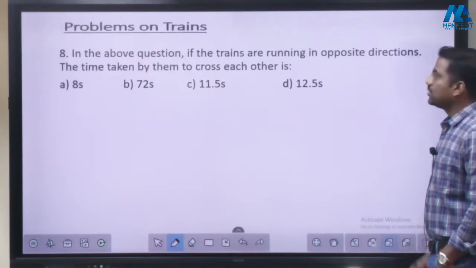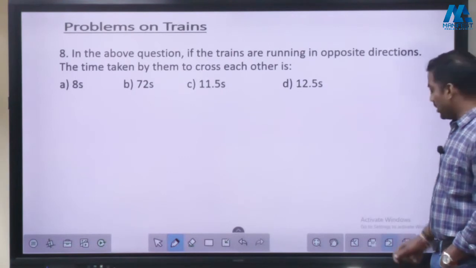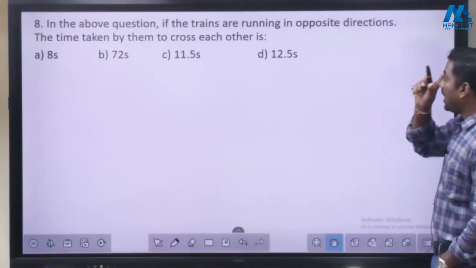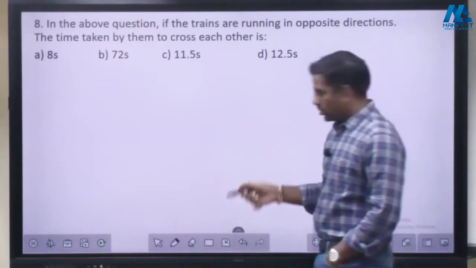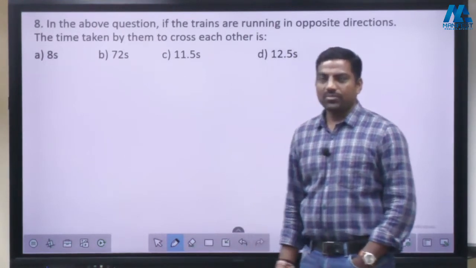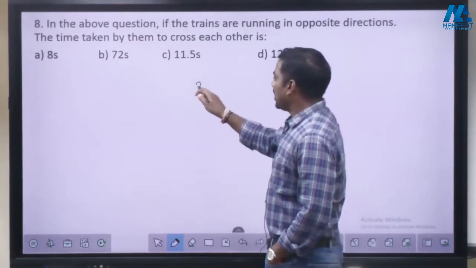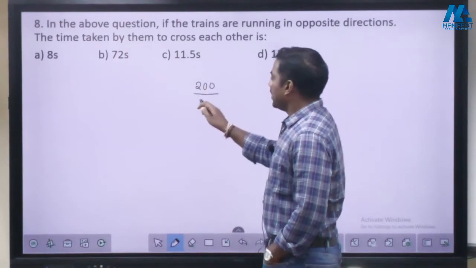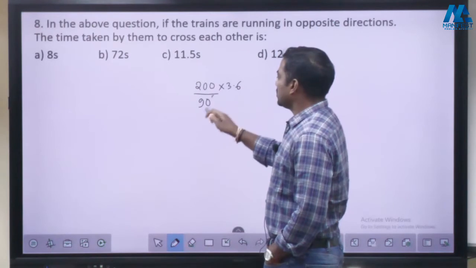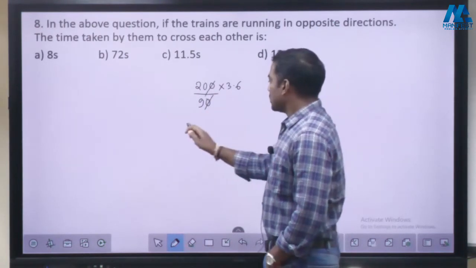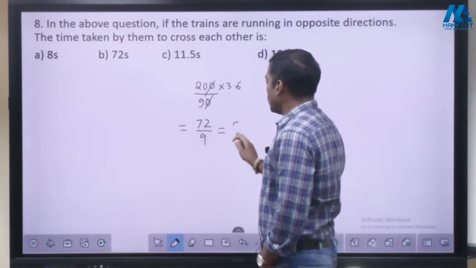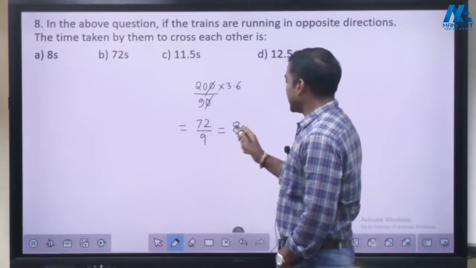Next question. In the above question, that is in the 7th question, if the trains are running in opposite directions, simple, no? In the denominator, instead of 10, you will write 90. So 200 here, divided by 90 into 3.6. 0, 0 get cancelled. So anyways, this is 72 divided by 9. This is equal to 8 seconds.